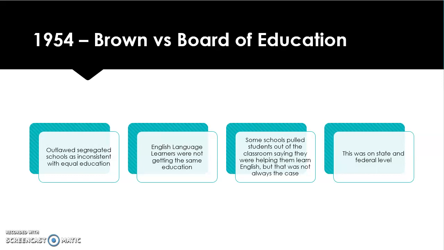It made it clear that states must provide students with equal education opportunities, and this was not just a federal law, but it's also at the state level.